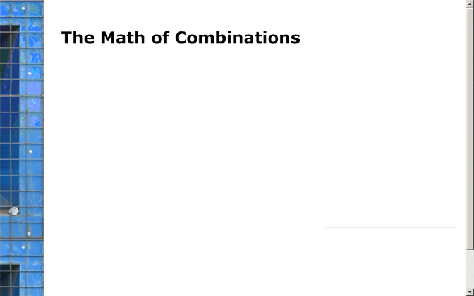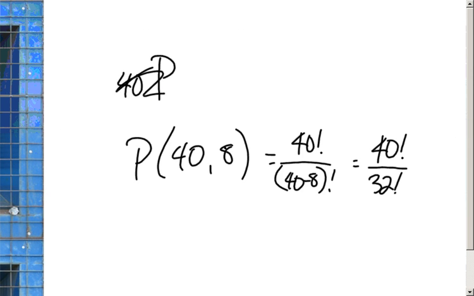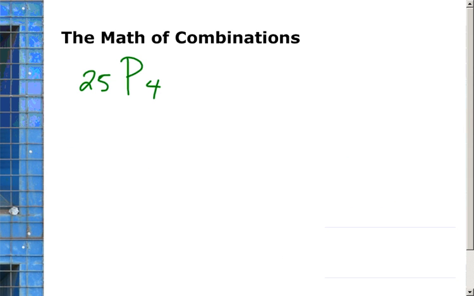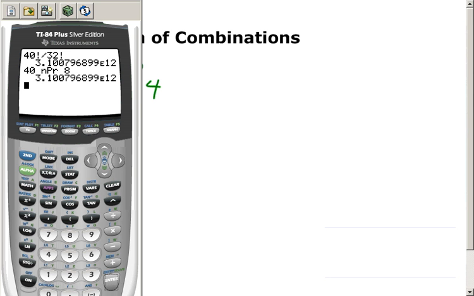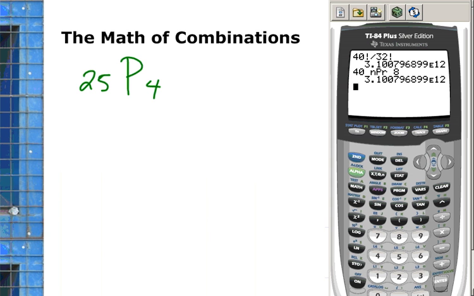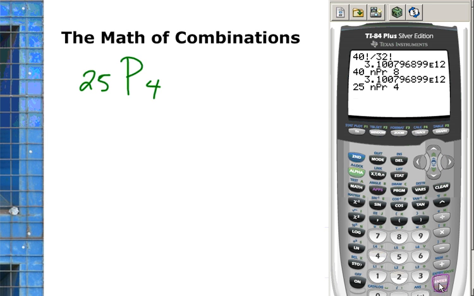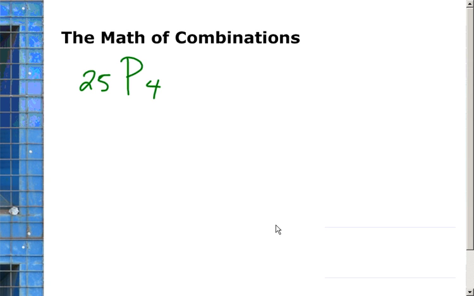So the math behind this is very much similar to the other one. So let's say if we go back again, like we said, we've got 25 choose 4, that gave us a number of, excuse me, oh, we never actually figured that out, did we? 30,000 something. So 25 pick 4 gave us, oh yeah, the 303,600.